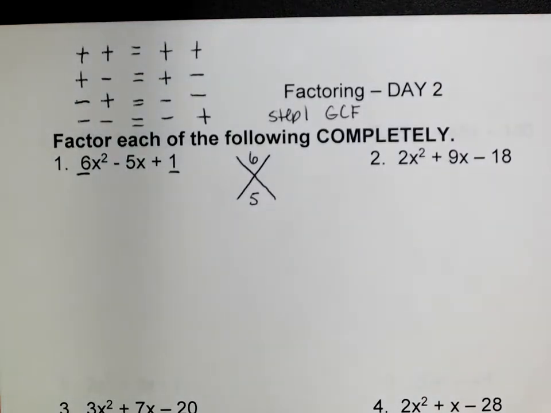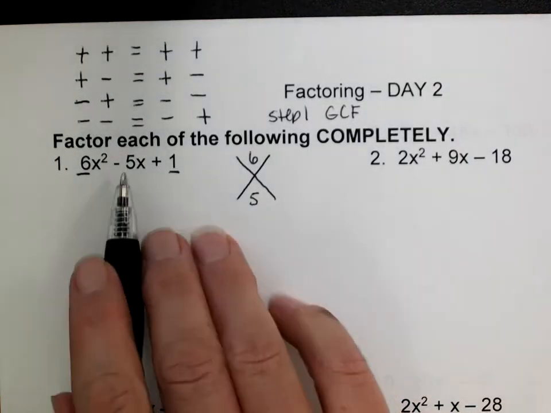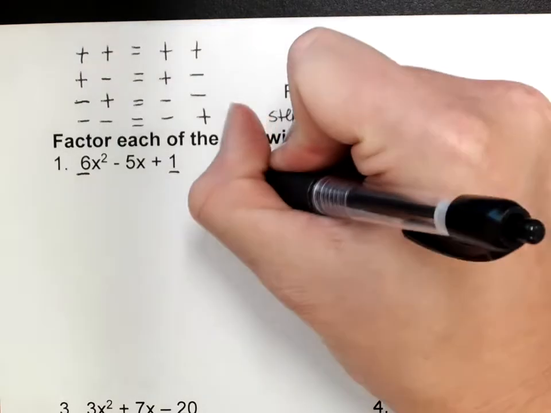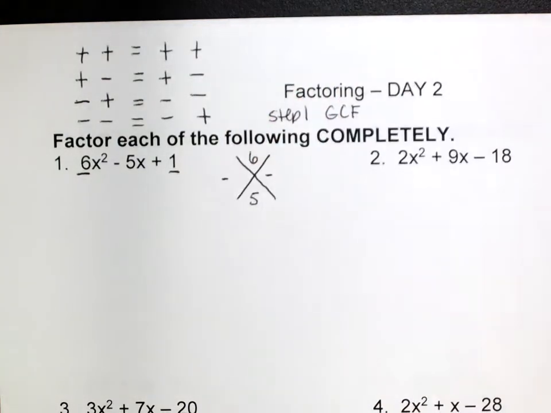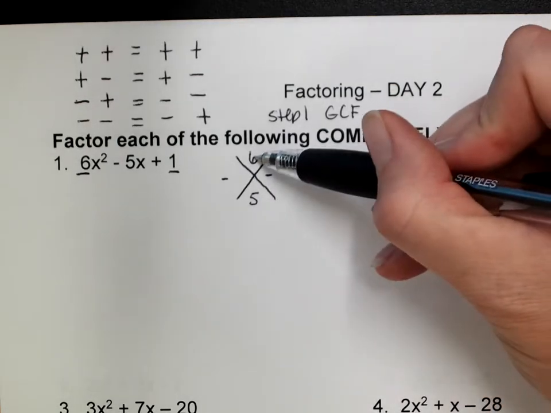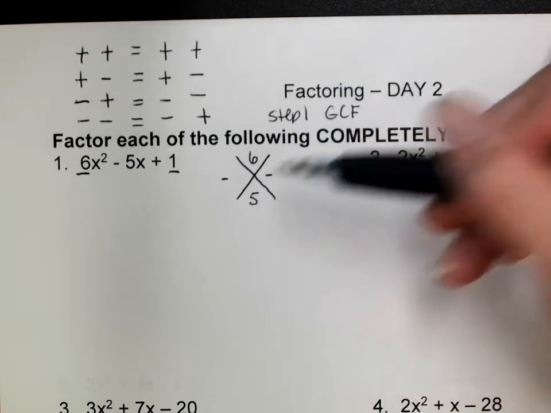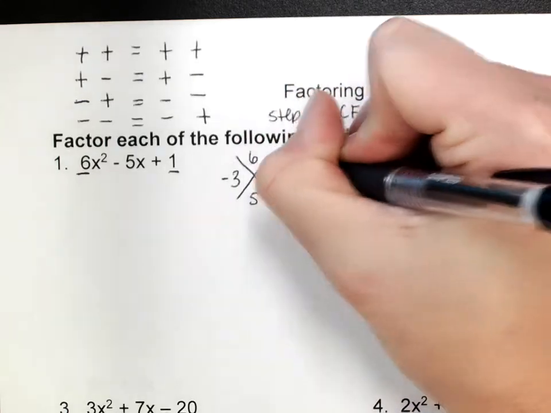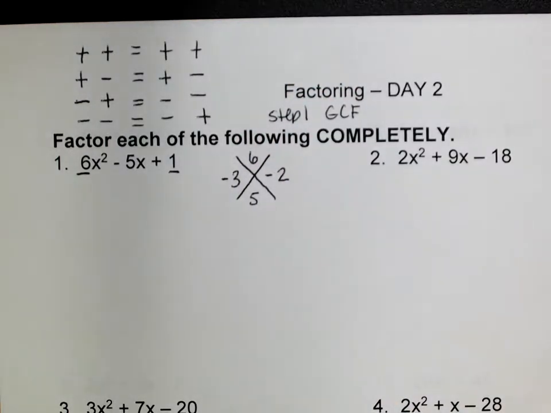From there, I still know that this is a minus plus, so I know my two factors are going to be minus and minus. And I need to decide what multiplies to be 6 and adds to be 5. Well, that's 3 and 2. I still personally like to write the biggest number first. It actually doesn't really matter, but that's what I like to do.